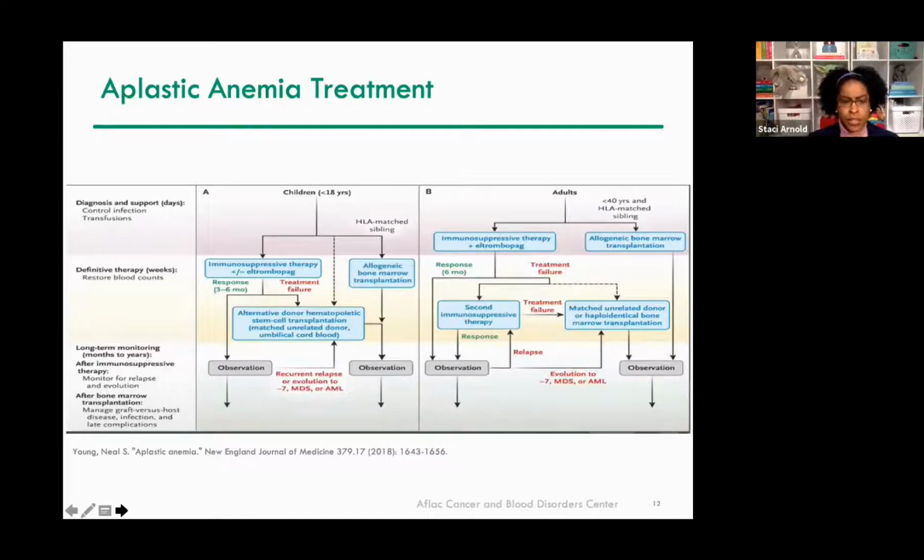But what we're questioning with the TRANSIT trial is, should we move matched unrelated donor transplant up to this level of decision making? And that's in part because, as Dr. Hanna described, we're actually seeing improving outcomes in unrelated donor transplant that suggests that it's at least equivalent to immunosuppressive therapy. And that's the question of the TRANSIT trial.